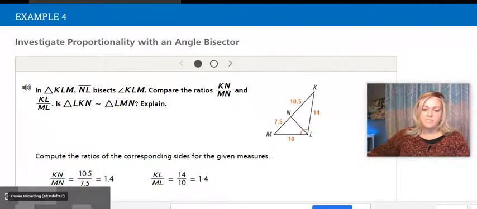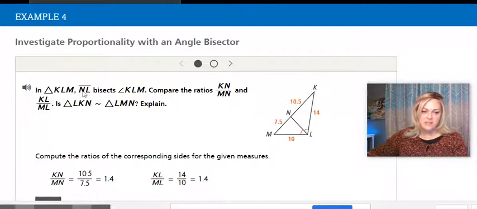Example 4, I'm just going to walk you through it and show you what the book has. So it says, in this triangle, NL bisects this angle up here. So these two angles are congruent. And we need to compare the ratios of, and it tells you exactly, KN compared to MN, and it sets it up right here, KN, MN. And then compare the ratio of KL, ML. So here it is here.